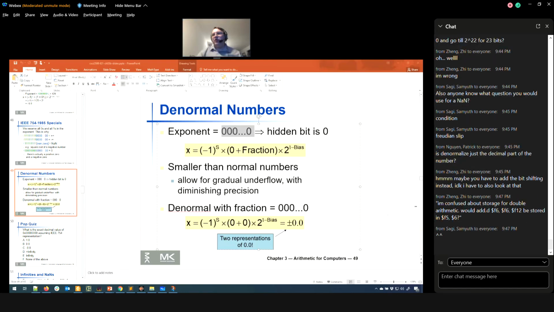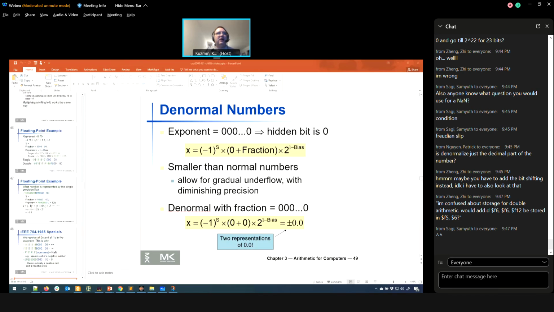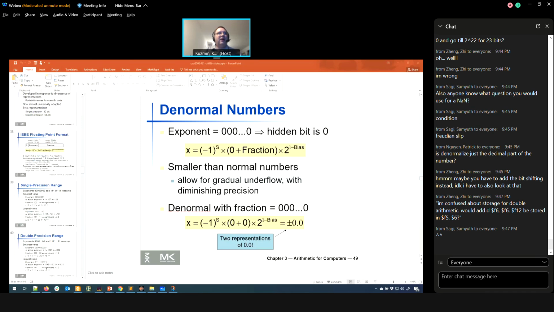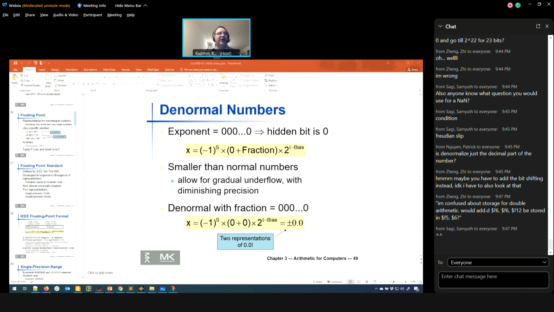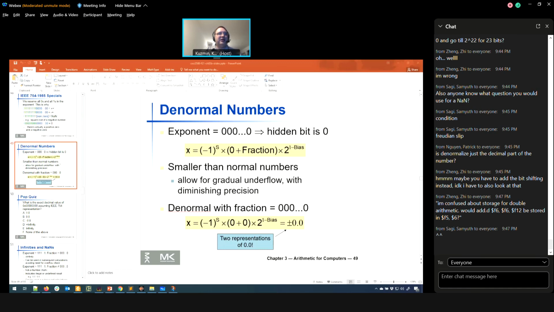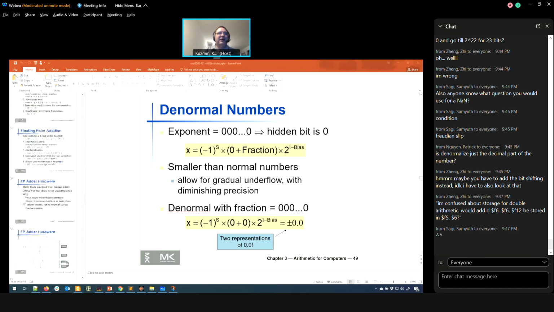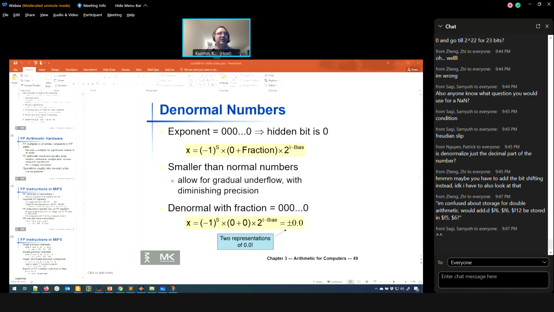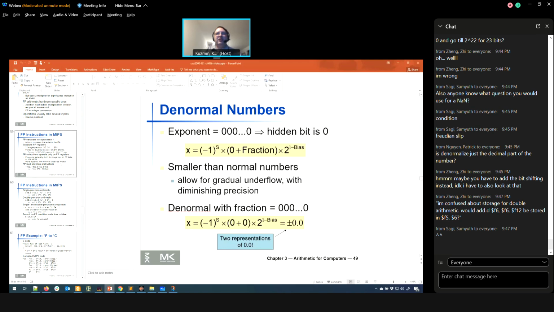I'm confused about storage for double arithmetic. Would add.d f6 f6 f12 be stored in f5 f6? There is a very easy answer, and I'm not just going to give you the answer. I'm going to direct you to the slide that actually shows that, so that if you print that slide or memorize it, you will know. It's down in the instructions.